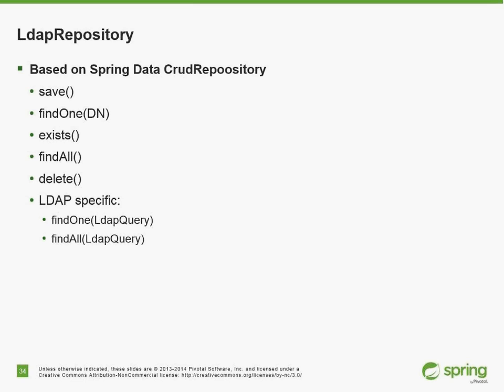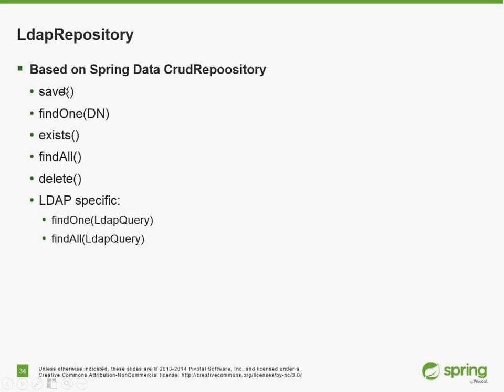The LdapRepository is based on the Spring Data CrudRepository, so it has the same methods that you would expect a CRUD repository to have: save, findOne, exists, all of that. It also has a couple of LDAP-specific methods as well. If you want to execute queries and get mapped domain objects back, you can use findOne and findAll with an LDAP query as an input.